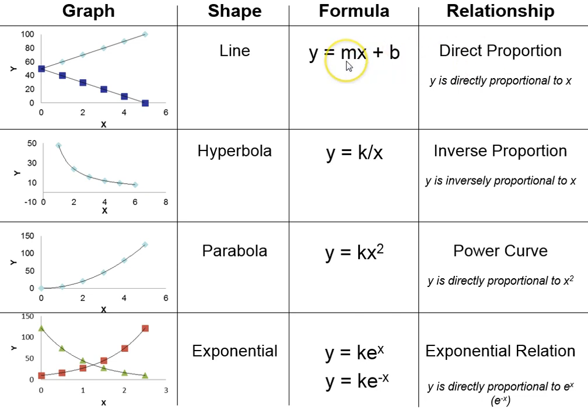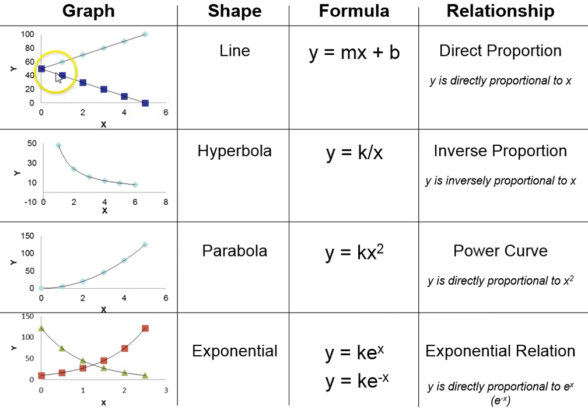So a direct proportion is a relationship given by the formula y equals mx plus b. m is slope, b is the y-intercept, and your variables are y and x. When you graph a direct proportion, you get a line. Over here in the graph, you can see an example of a line that has a positive slope, shown by the light blue diamonds. You also have a line that can have a negative slope, given by the dark blue squares. Both of these relationships are considered to be direct proportions.